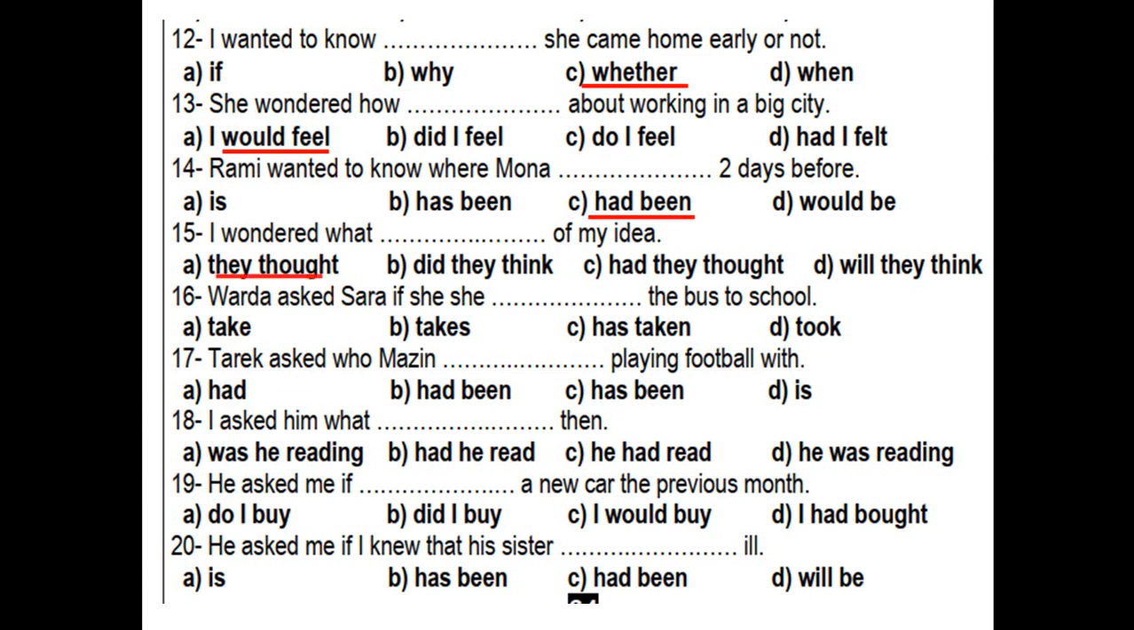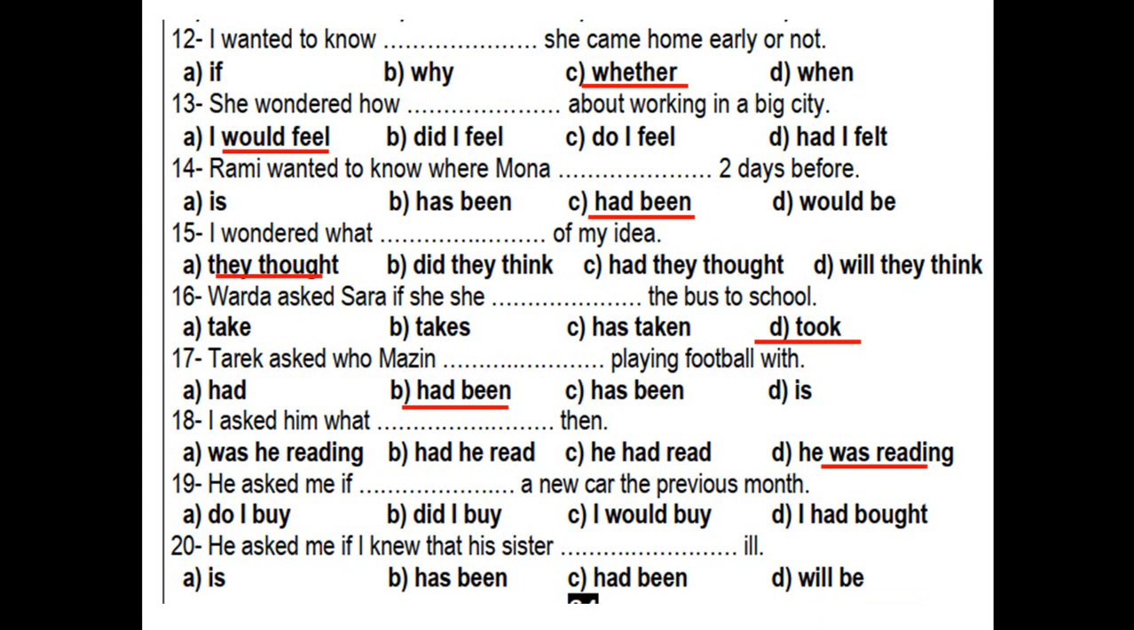Number 16. Warda asked Sarah if she space the bus to school. Take, takes, has taken, took. So it becomes Warda asked Sarah if she took the bus to school. Number 17. Tariq asked who Mazen space playing football with. Had been, has been, is. So Tariq asked who Mazen had been playing football with. Number 18. I asked him what space then. What was he reading? What had he read? What he had read? What he was reading. You have the word then, and then is like now. Okay, so it was originally now. So the verb was present continuous. It is changed into past continuous, so it becomes he was reading.